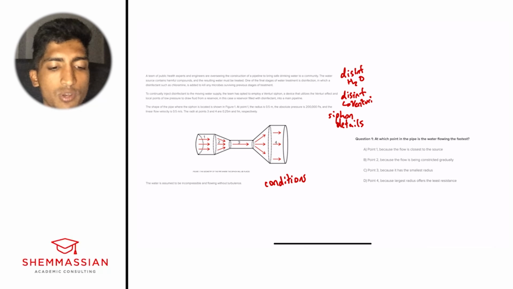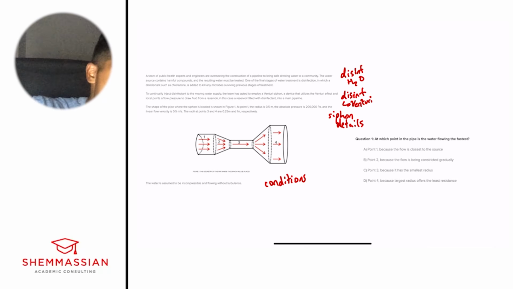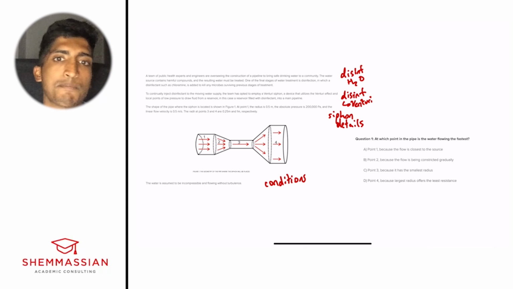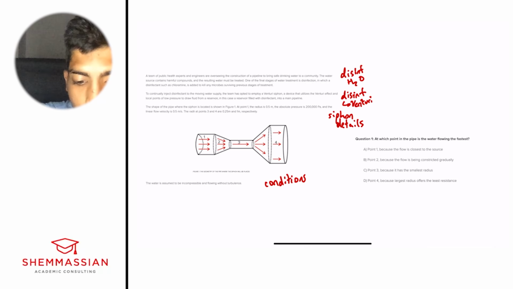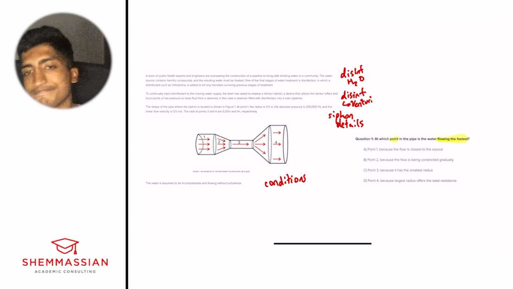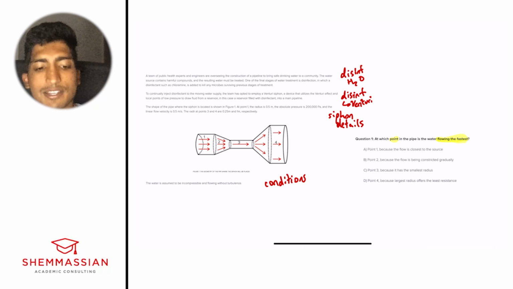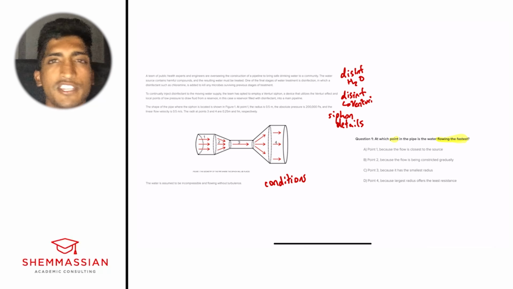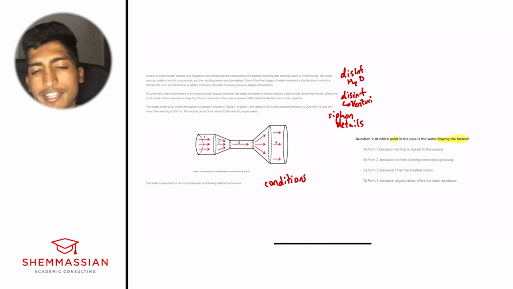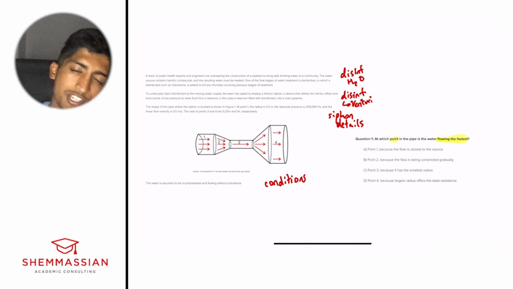So the question's asking for what? And so I'm not a big fan of highlighting, but if you are, I would just highlight what the question's asking. Flowing the fastest point, right? The fastest speed of flow. And so to do this, we have to understand what's called the Venturi effect. And this is saying a fluid increases in speed and decreases in pressure as you constrict.